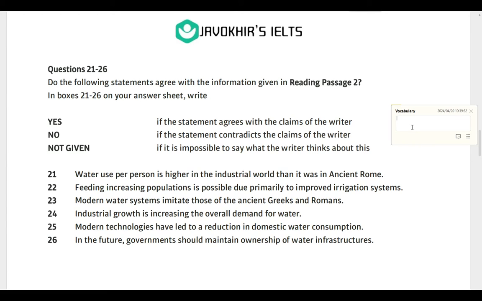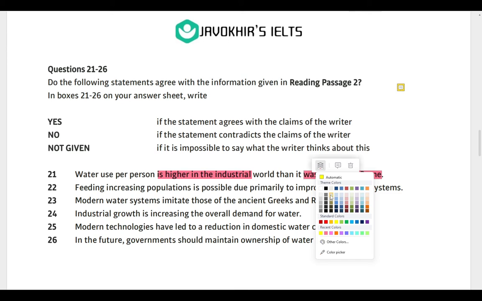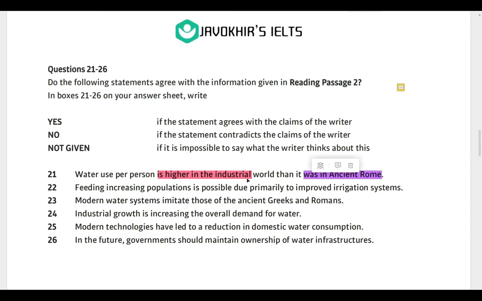So, I'm going to choose 21 as, not really not given, but no. I'm sorry for that, because it is not the answer that is not given. It is no, because it is saying that the water use is higher in the industrial area than it is in ancient Rome. Okay, so that's what we generally need to know.